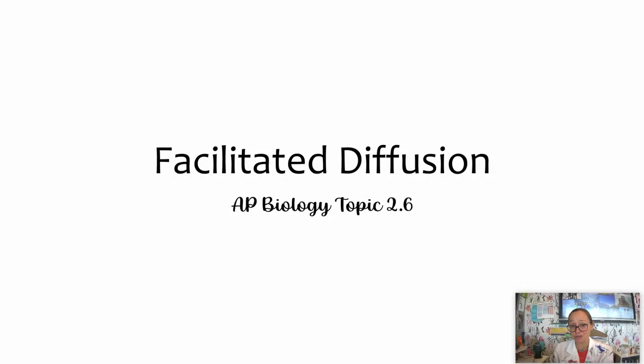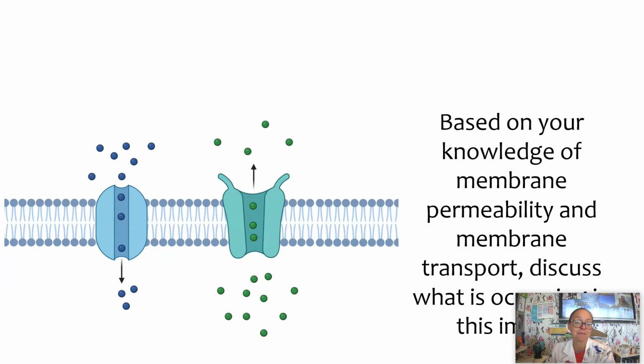Okay, so this is a newer topic for AP Bio since the revision in the beginning of 2025. This topic is AP Bio topic 2.6, and it is going to specifically focus on facilitated diffusion. Now, we've already seen some of this. If you are following along in my Unit 2 playlist, then we've talked about some of these concepts before, and then we're going to add to it at the end of this video.